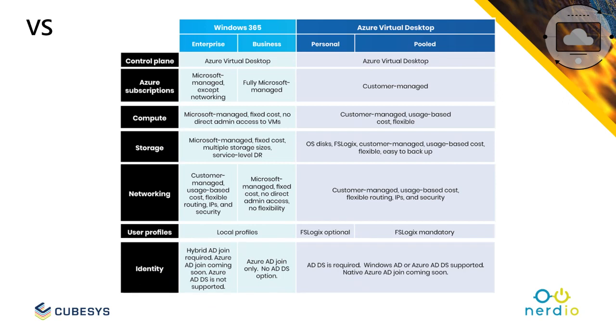And then the identity piece, over on the right-hand side, AADS is required. Windows AD or Azure AADS is supported. On the left-hand side, it's a hybrid Azure AD join for enterprise and an Azure AD join for business. That's basically a good side-by-side comparison of the two. If you're interested in reading more about the differences between Windows Virtual Desktop and Azure Virtual Desktop, like I said, Nerdio's got some really good articles on their website, so go over there and have a look.